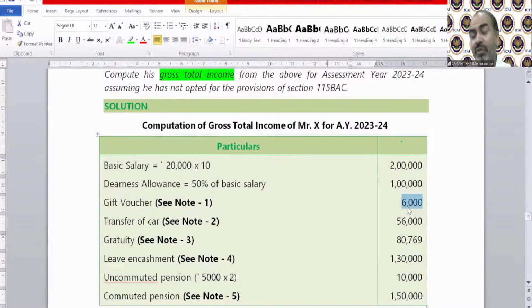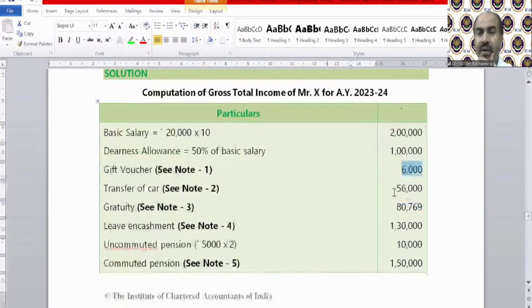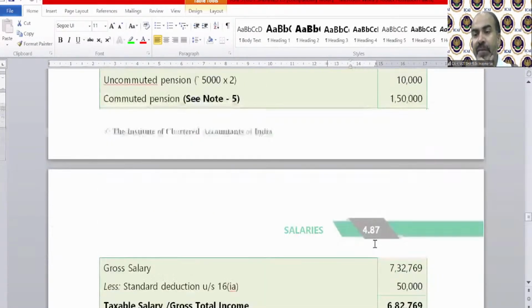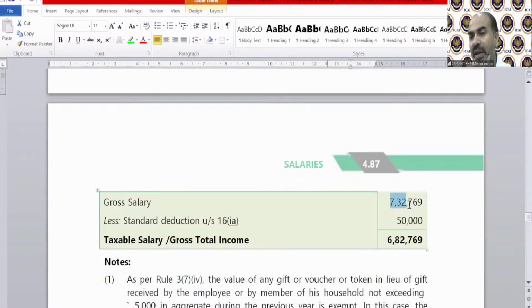Gift voucher, it is over here 6,000. But in note, it has been written, then you can taxable 1,000 only also. So I recommend the view of 1,000 also. Transfer of car, gratuity, leave encashment, uncommuted pension for 2 months. Commuted is 1,50,000. That will be your gross salary, of course.